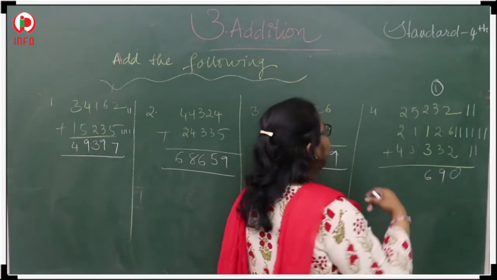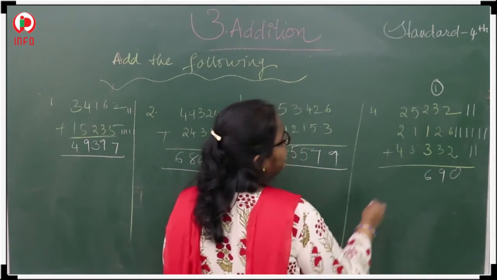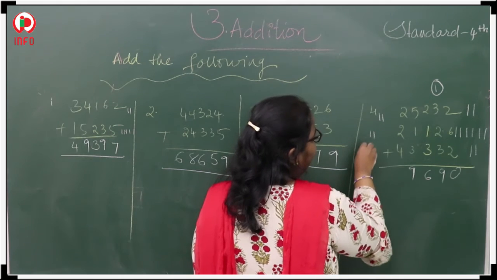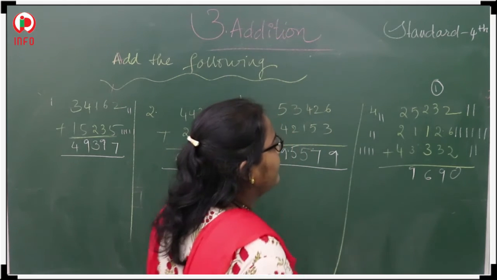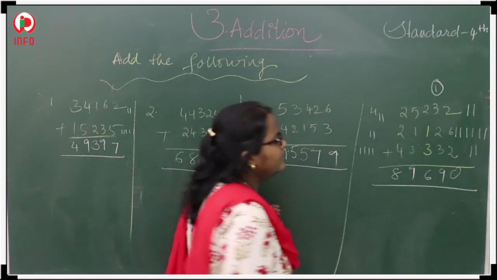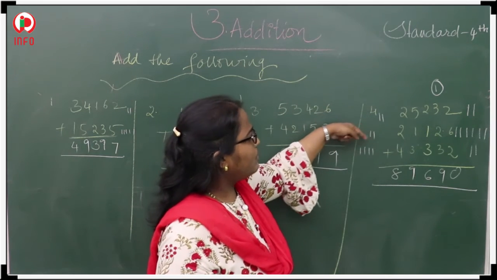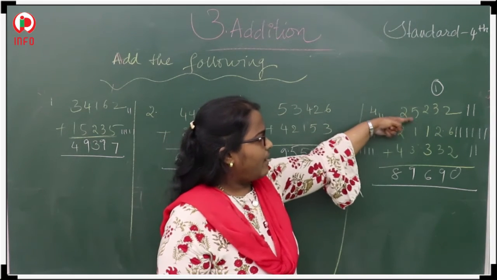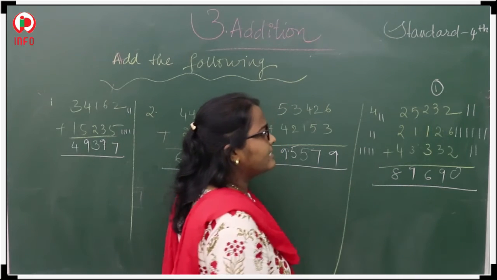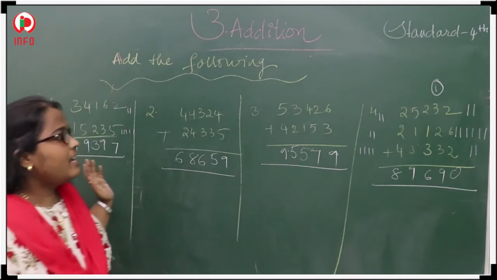Yes, here 5 plus 1, 6, 7, 8, 9. Here 1, 2, 1, 2, 1, 2, 3, 4. 4, 5, 6, 7, 8. Yes, children? 1, 2, 3, 4, 5, 6, 7, 8. 5, 6, 7, 8, 9. 1, 2, 3, 4, 5, 6. Okay, children? So these are the sum of the additions.